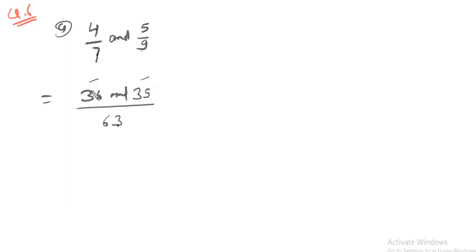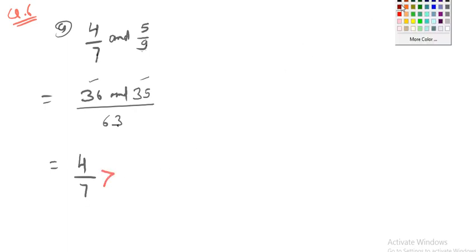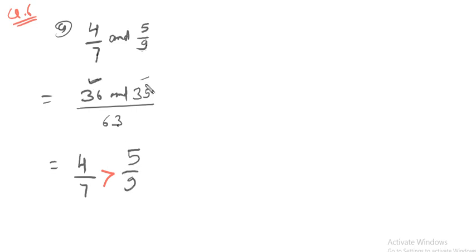Here 36 is greater, which means this number is greater than this number. So you can write like this: 4 by 7 is greater than 5 by 9. Once the denominators are the same, you can see the numerators and compare which one is greater. Like this you have to solve other questions.